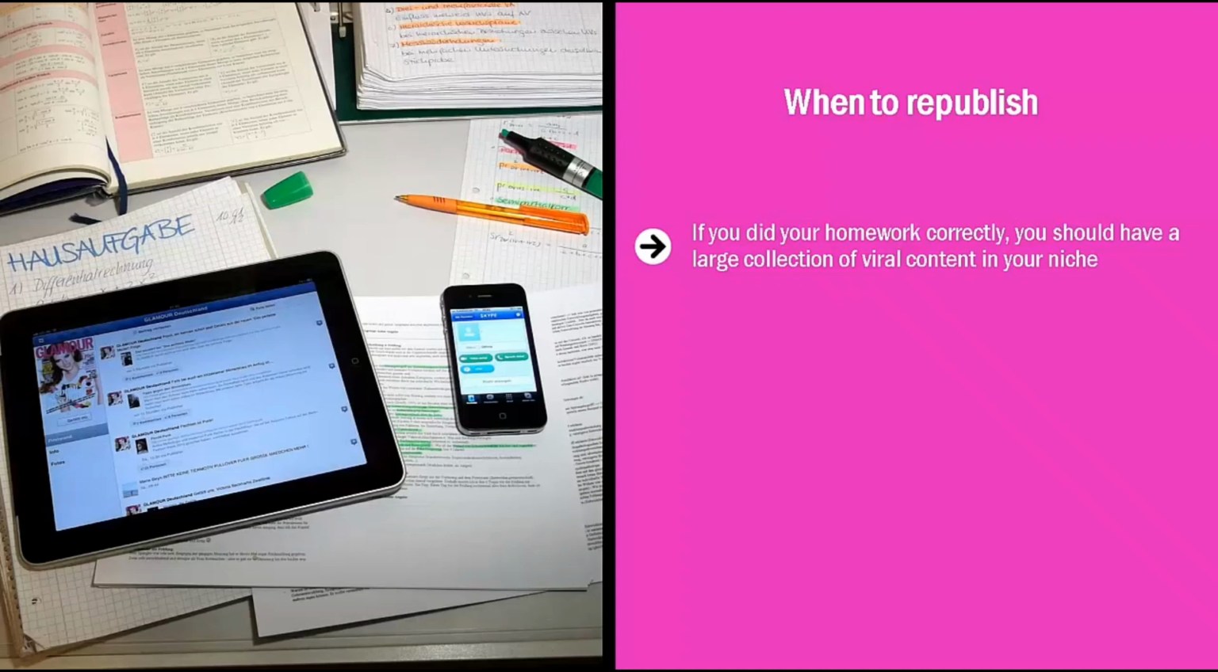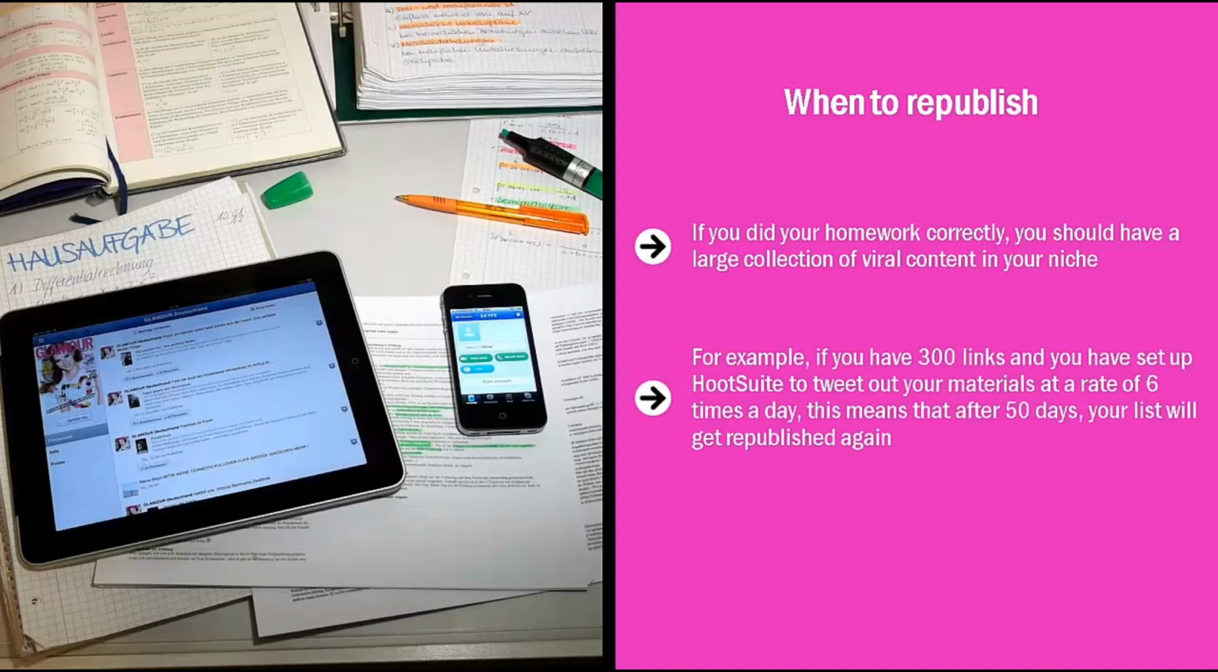When to republish. If you did your homework correctly, you should have a large collection of viral content in your niche. This stuff is tried and proven. These materials are known to attract a tremendous amount of eyeballs in your niche. The problem is, you don't want to keep republishing the same content over and over.